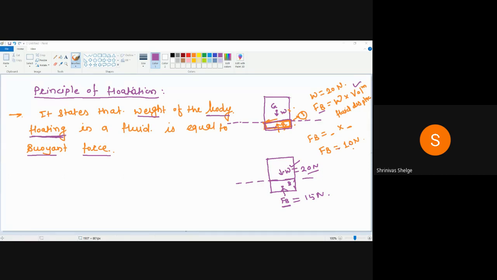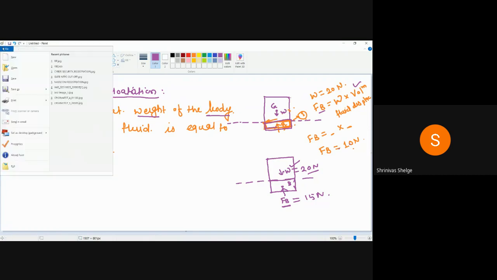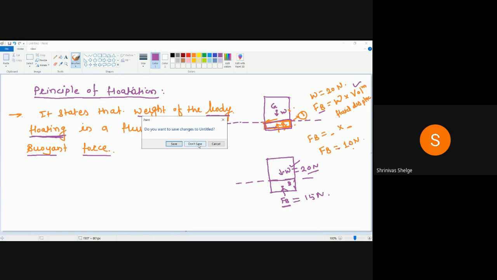Okay, so next we will go for what? The meta center and the metacentric height. Correct. So the next point is what? Meta center and the metacentric height.